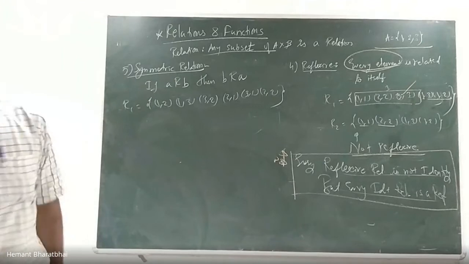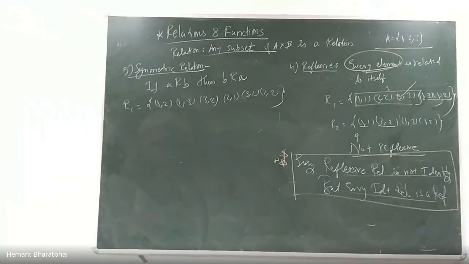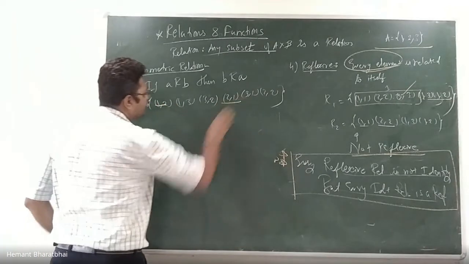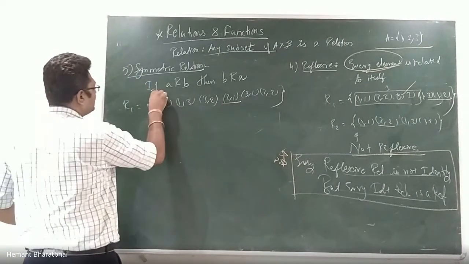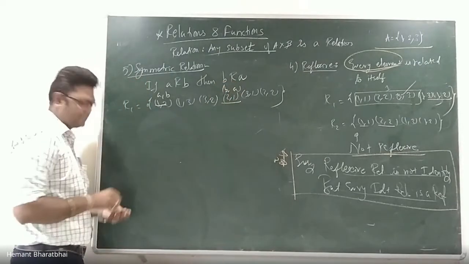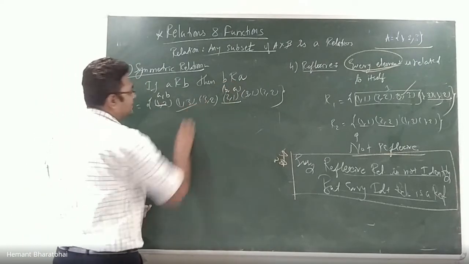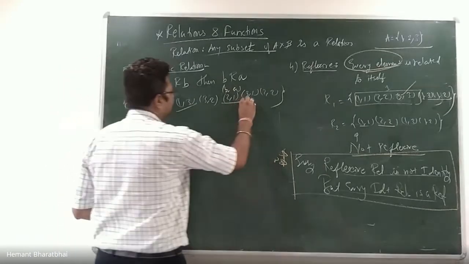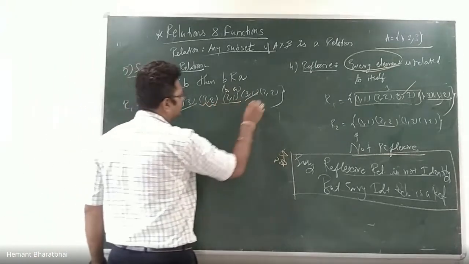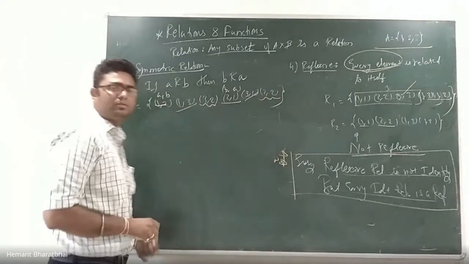If you pay attention over here, I have (1, 2), so I have (2, 1) also. Which means that if I have AB, then I have BA also. If I am having (1, 3), I am having (3, 1) also. If I am having (3, 2), I am having (2, 3) also.